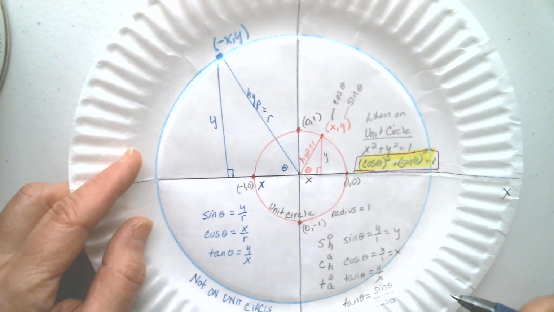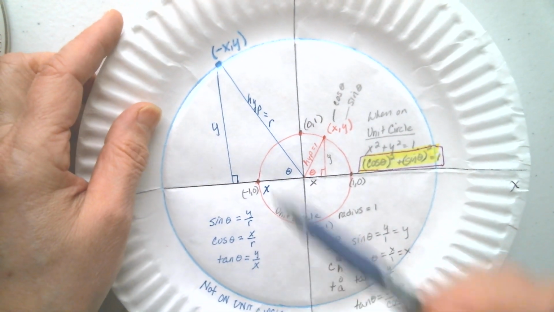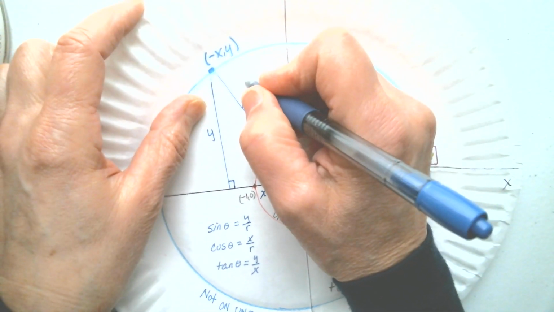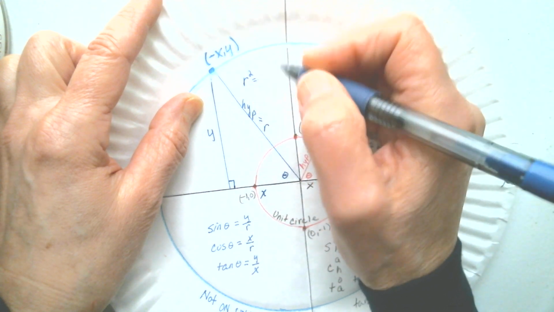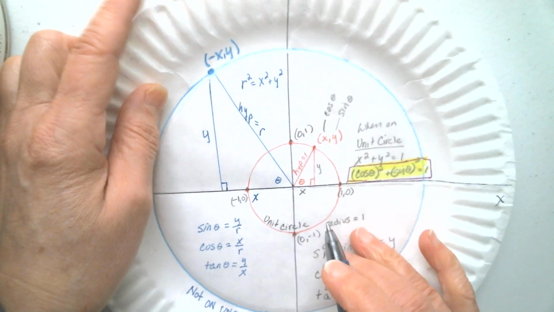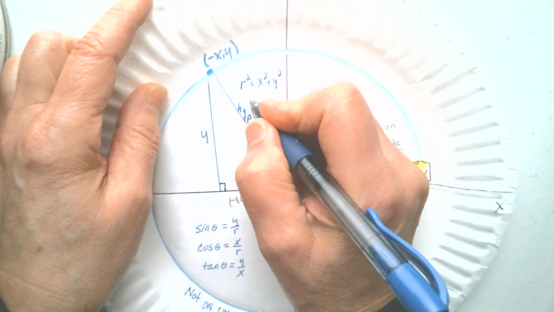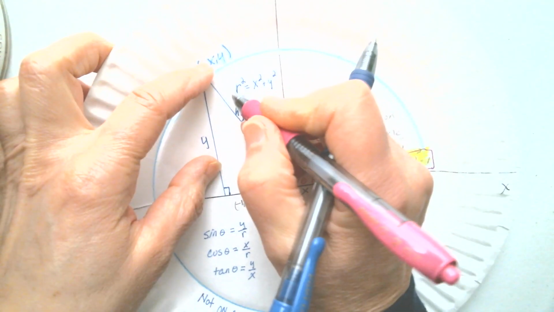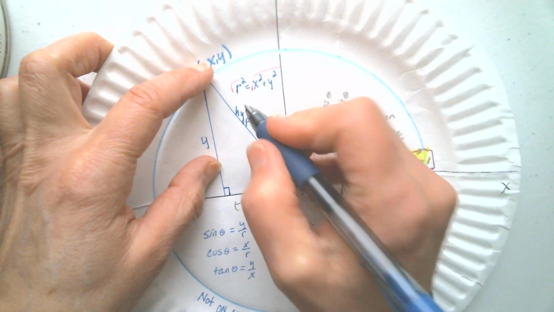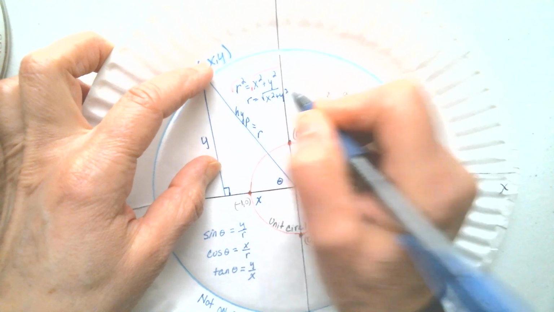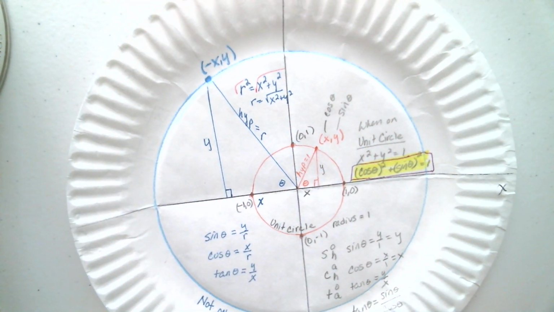Now, how can we find r? Pythagorean theorem. X squared plus y squared equals r squared. So r squared equals x squared plus y squared. We take the square root of both sides, and we have that r equals the square root of x squared plus y squared. Now again, this is for a point not on the unit circle.